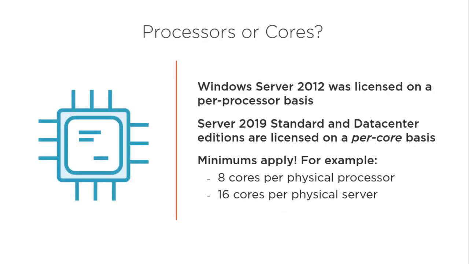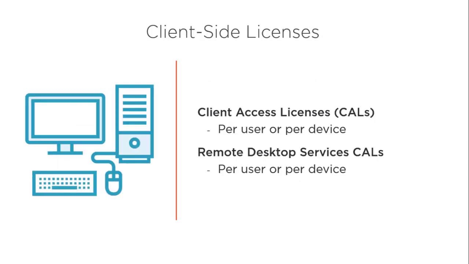Processor versus core. Windows Server 2012 was licensed on a per processor basis. In old days we purchased the license on the basis of per processor, but in Windows 2019 standard and data center edition are licensed on a per core basis. So if you want to purchase the license, you should check how many cores are available in your server. For example, 8 cores per physical processor, 16 cores per physical server. So if you have 16 cores, your licensing will change. This is a very complex topic for licensing.